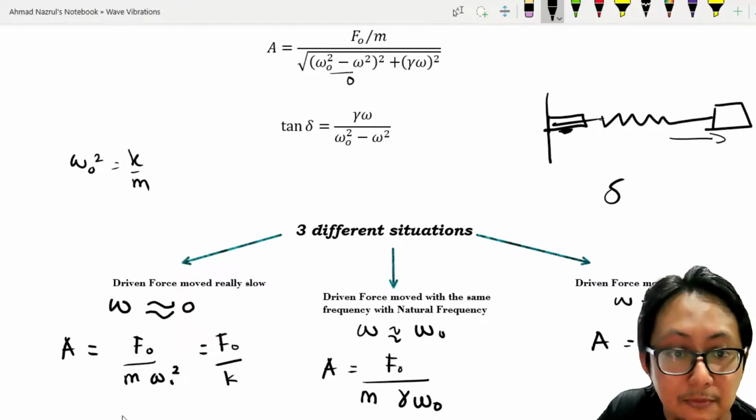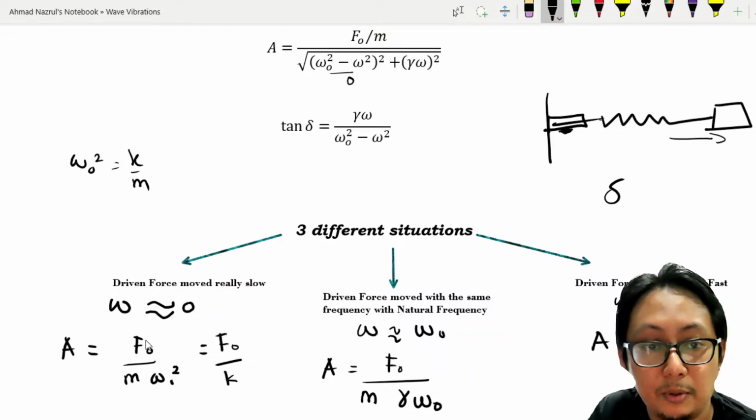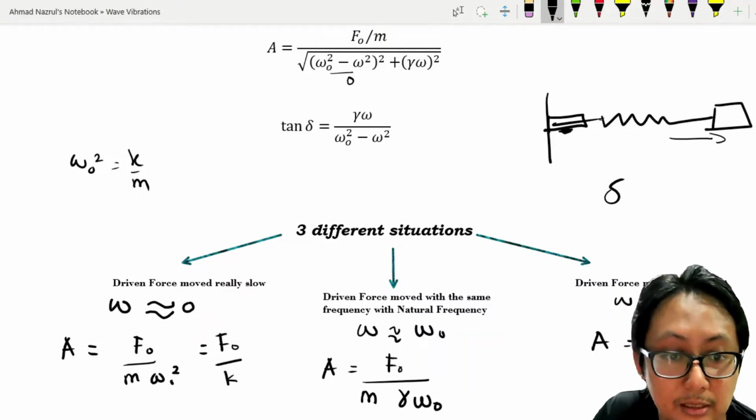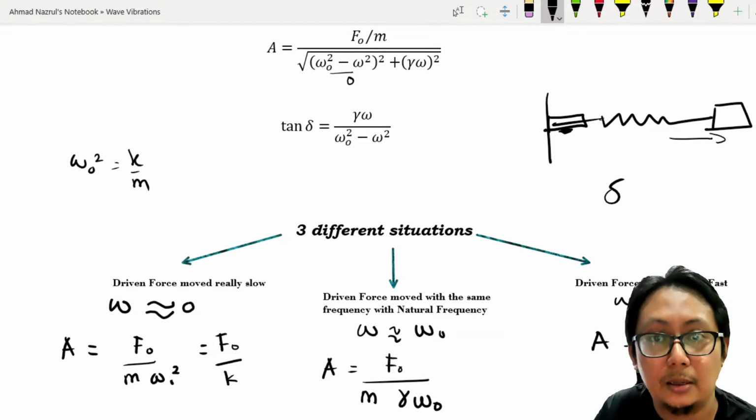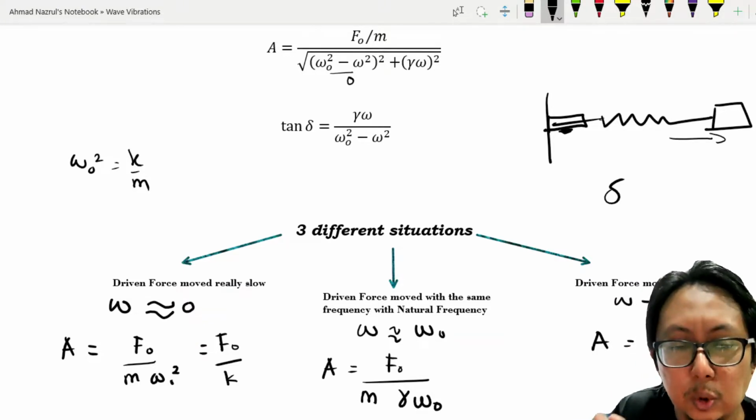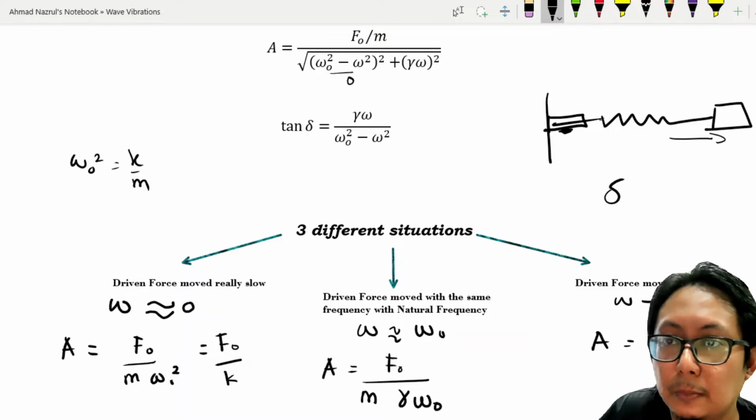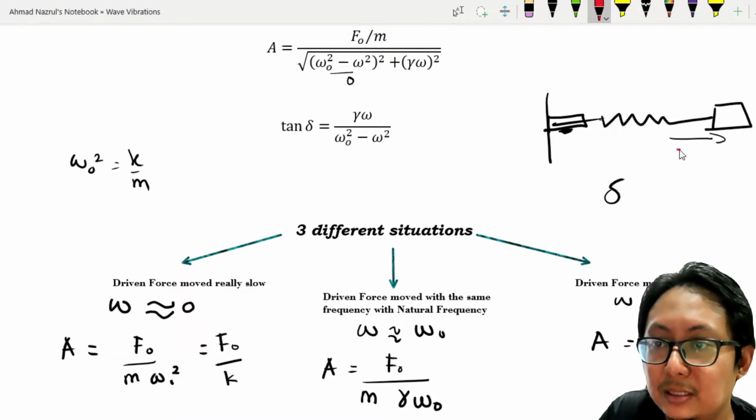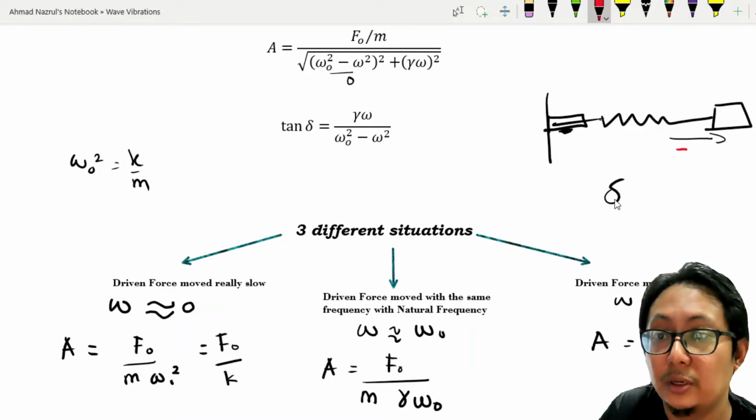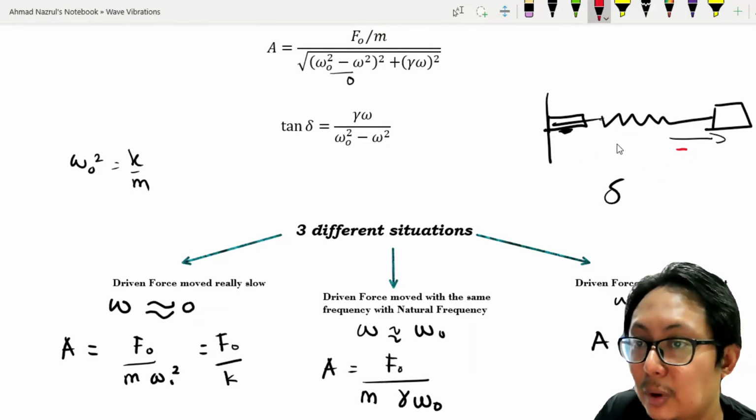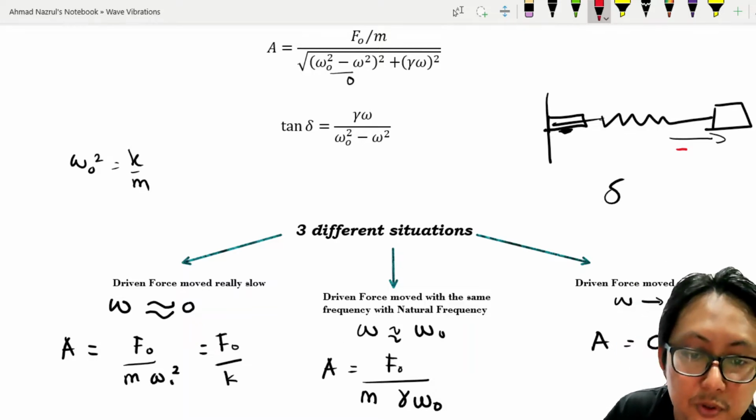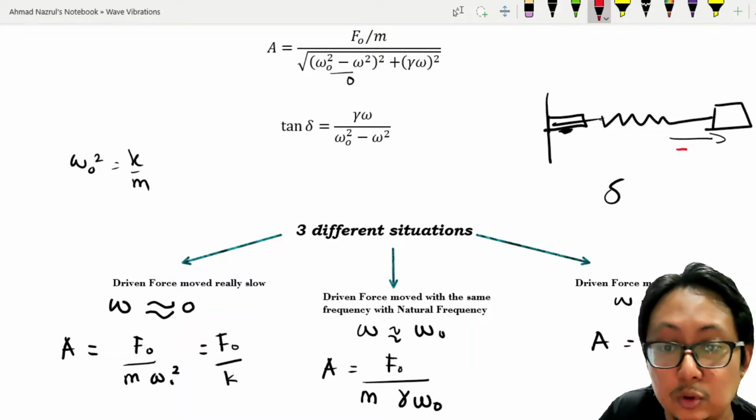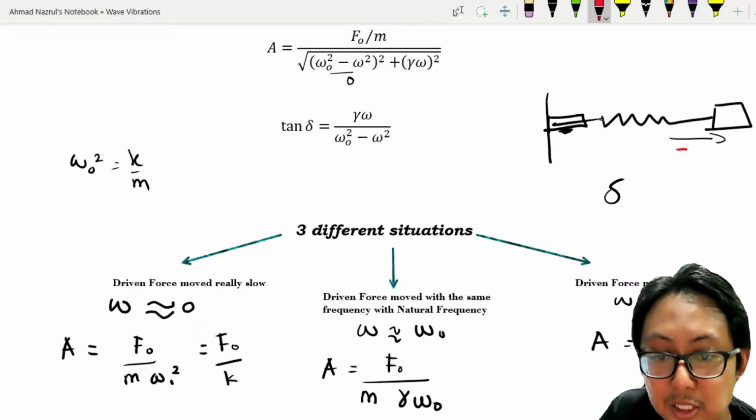So the delta itself, by the calculation, because of F naught over K, because omega is very near to 0, we have delta equal to 0. This means that because the system moves really slowly, the MassSpring system will also follow the oscillation of the driving force. So the difference will be 0 because they follow exactly. When the driving force is equal to the natural frequency, the delta is equal to pi over 2.